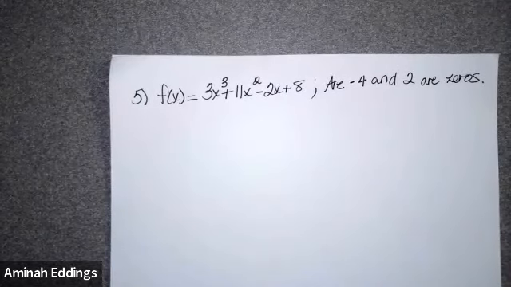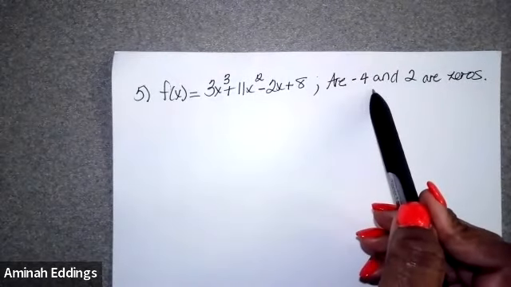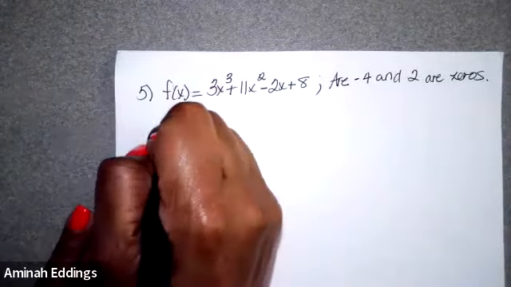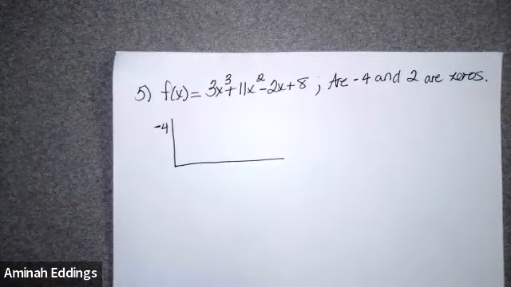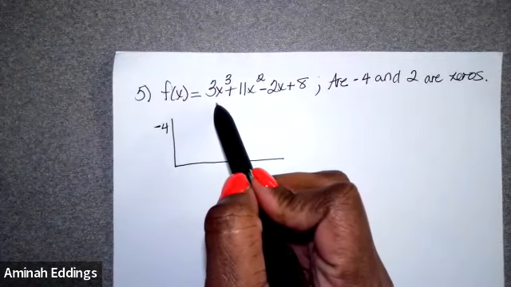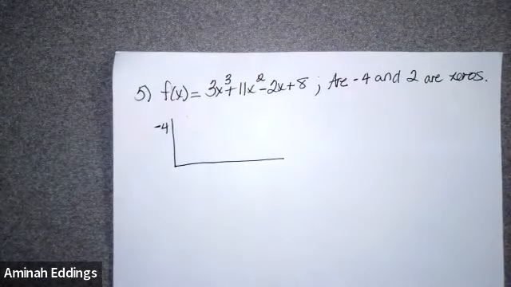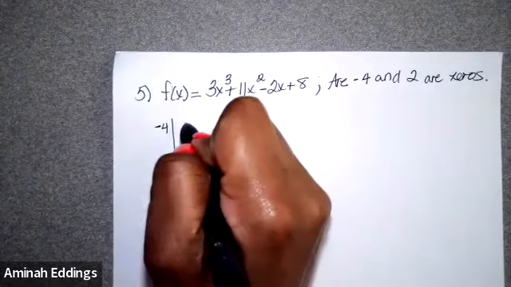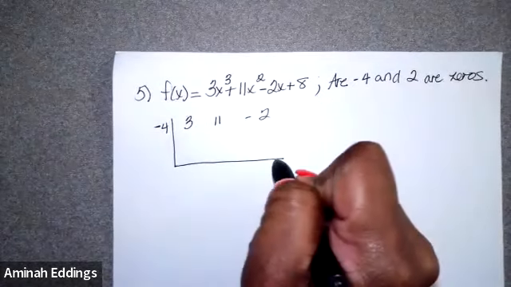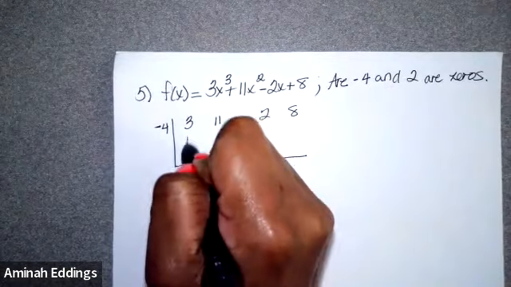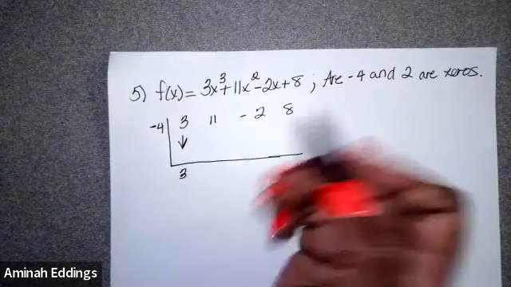All right, so to do that, we can take our -4 and complete synthetic division with it. So we'll have 3. Well, let me back up. Are all of our exponents accounted for? All right. So we have 3, 11, -2, and +8. Right? Take a minute and do it.